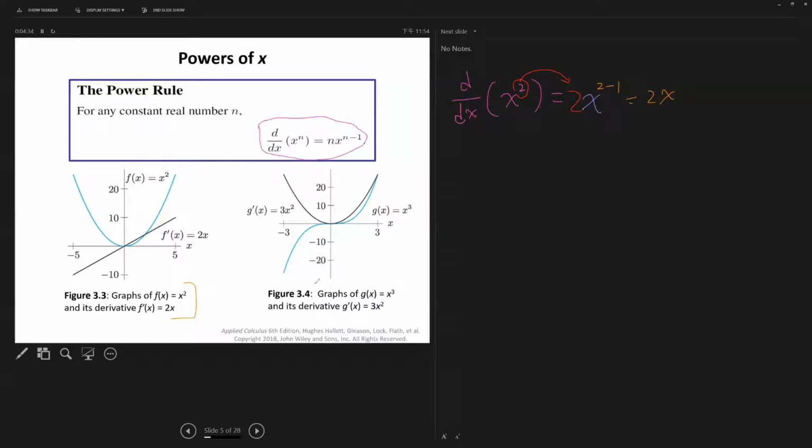All right, and you can look at the third one. So we have g of x. I'm gonna try a different notation. So g of x is x cubed. Then g prime of x is the same thing. We're taking the derivative, so bring down the power 3, and then x, and decrease the power by 1. So 3 minus 1, and then you will have 3x squared. And that's how you take the derivative of a power function, x to the power of n.